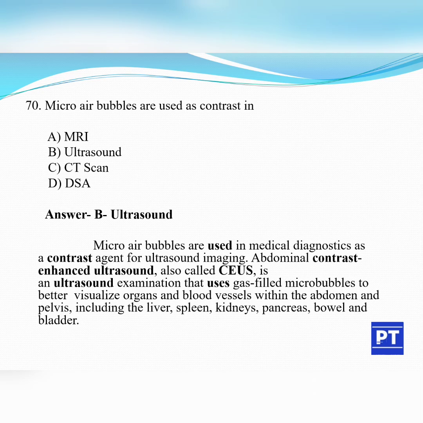Micro air bubbles are used in medical diagnostics as a contrast agent for ultrasound imaging. Abdominal contrast enhanced ultrasound, also called CEUS, is an ultrasound examination that uses gas-filled air bubbles to better visualize organs and blood vessels within the abdomen and pelvis, including the liver, spleen, kidney, pancreas, bowel, and bladder.